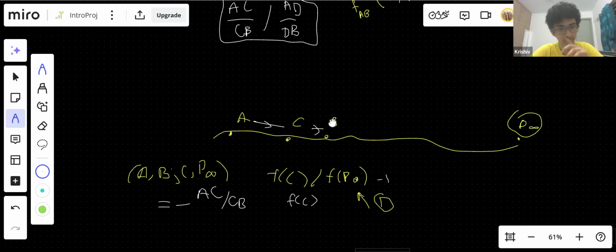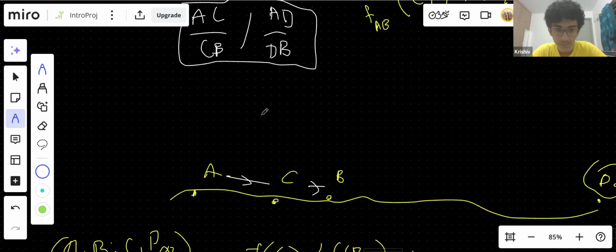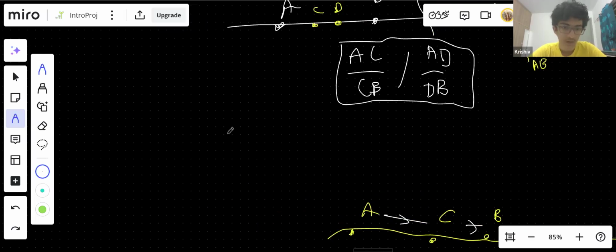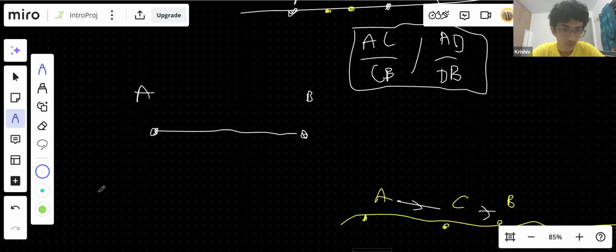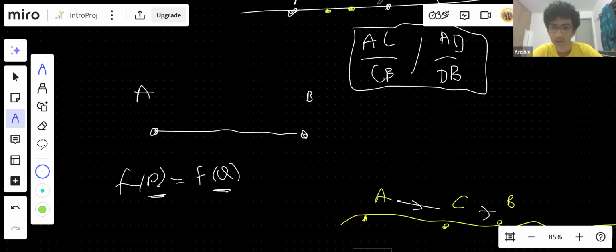So now let's think about this one thing. If we have A and B, I want to think about when f of P on AB is equal to f of Q. When does this happen, where P and Q are both on AB? Does this ever happen for distinct P and Q?